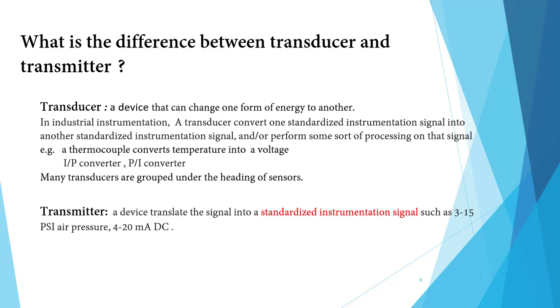But many transducers are grouped under the heading of sensor. A sensor is a transducer. But what's a transmitter? A transmitter is a device that translates the signal into a standard instrumentation signal, such as 4 to 20 mA or 3 to 15 psi. So most of the time we use a transmitter to convert the physical signal, the transducer signal, to the electrical signal. Okay? Then send it to the controller.